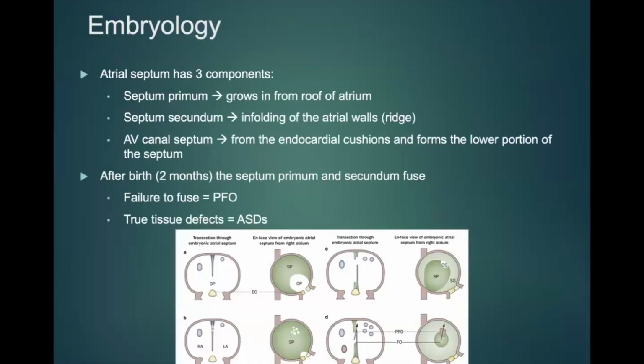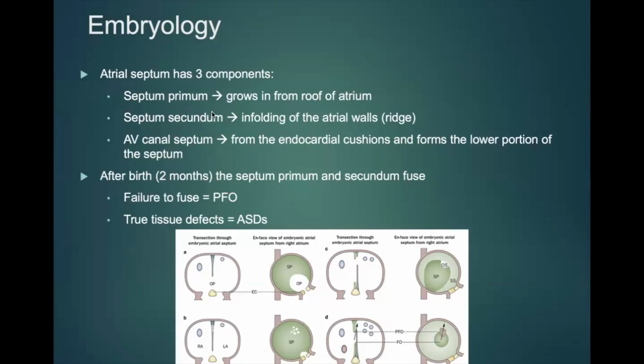So unfortunately, we can't really talk about ASDs without doing embryology first. And essentially, I'm going to try to simplify it: there's really 3 key structures that you have to know. The first thing that forms in early embryology is the septum primum. And this is essentially a septum that comes from the atrial roof down and starts to form the beginning of the septum.